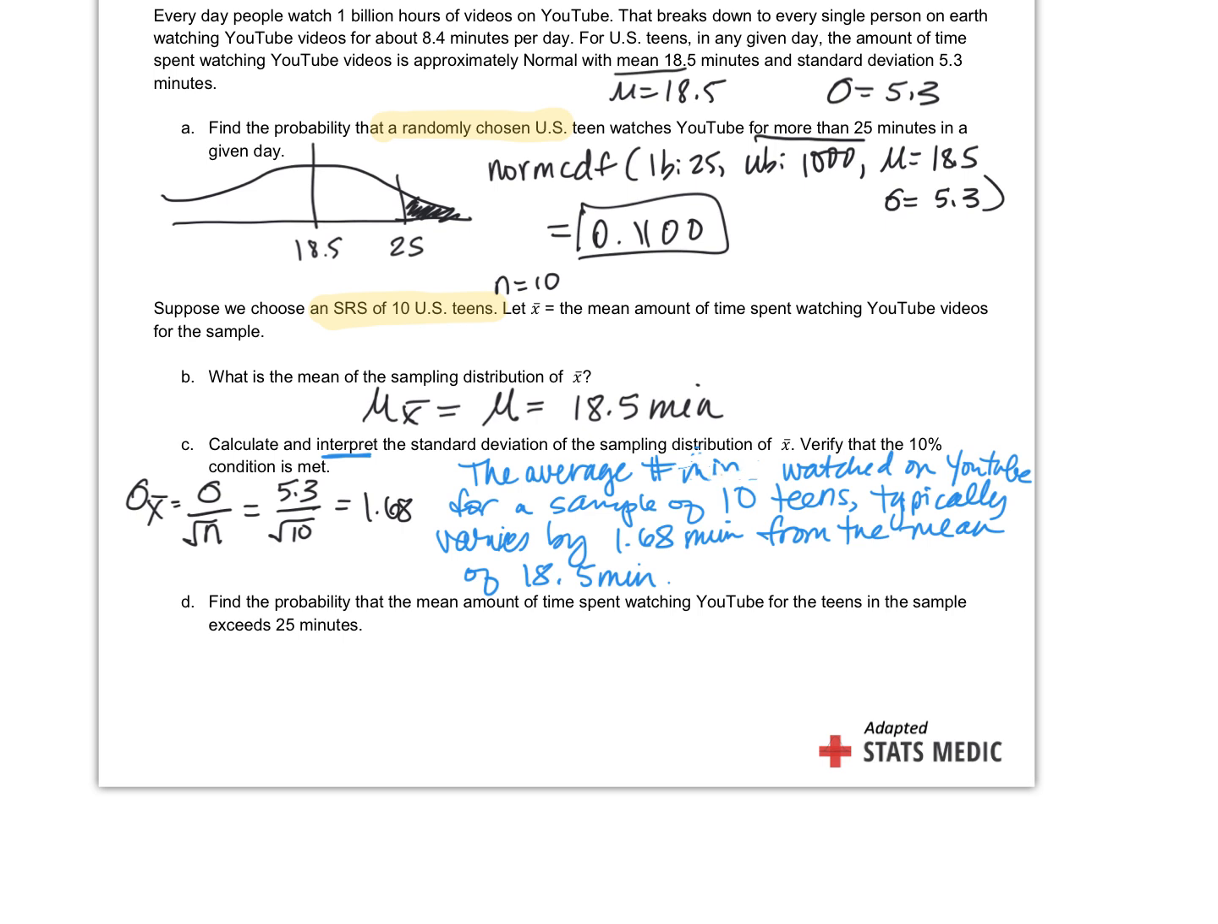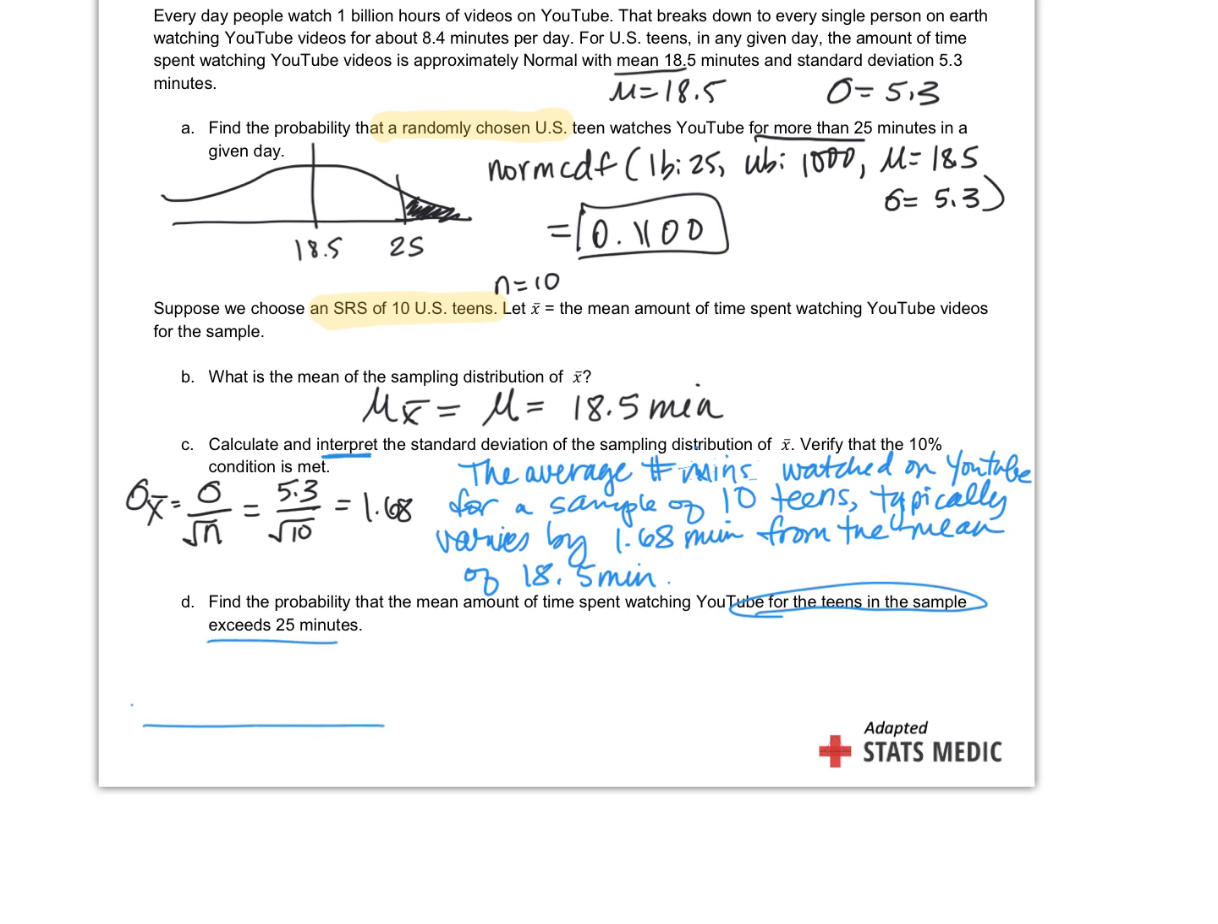So again, it's the interpreting. Interpretations can eat our lunch sometimes, right? We can do this. If it's an average, it has to be more than one, right? Got to incorporate that. All right, now, find the probability that the mean amount of time spent watching YouTube for the teens in the sample, so this is incorporating our sample, exceeds 25 minutes.